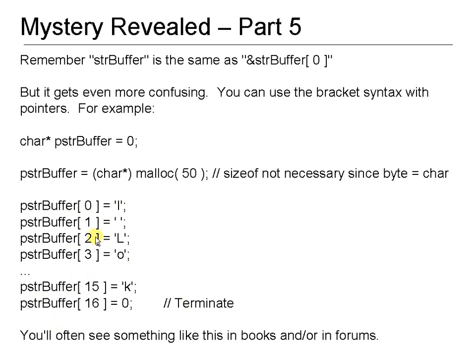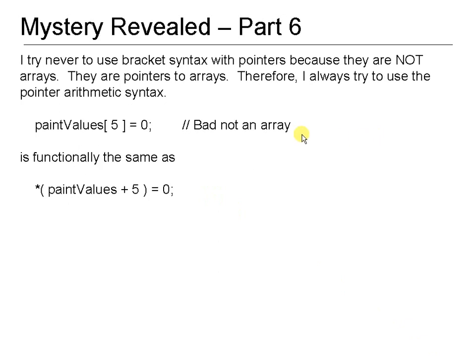Now you will often see something like this in books and in forums. And I want you to know right here, right now, I strongly disagree with that. Why? Because the pointer is dynamically allocated. And so whenever I'm dealing with pointers, I like to use the pointer syntax, where we use the asterisk to dereference. I do not treat it like a statically sized array and use the brackets. And I hope that you will follow in that too, and hopefully it'll make things a lot more clear. So basically, again, I'm just repeating, I try to never use bracket syntax because they're pointers, not arrays.